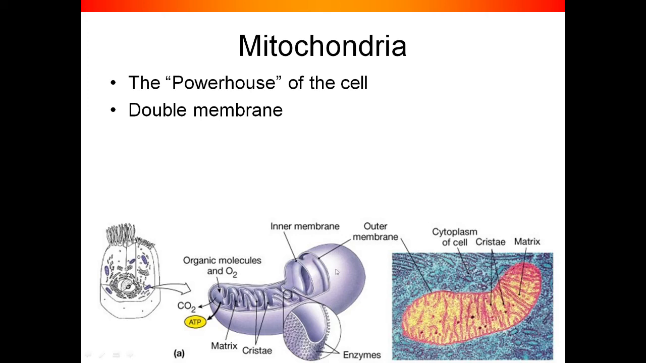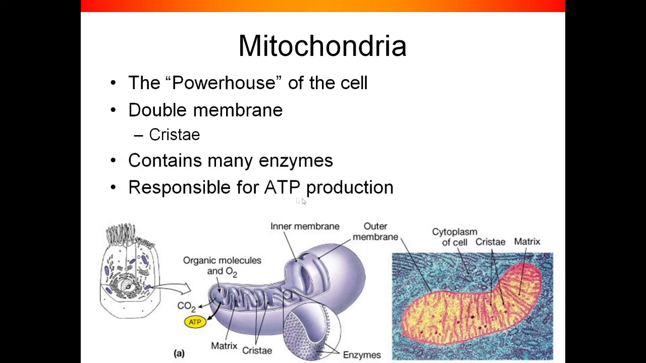So we've got a double membrane structure here, and like I said, the inner folds are called cristae, and there's enzymes on those inner folds. Okay, and those enzymes are going to be responsible for producing ATP. And we'll look at some of the details of ATP production later on when we study metabolism. We'll get to that when we get to the skeletal muscle.